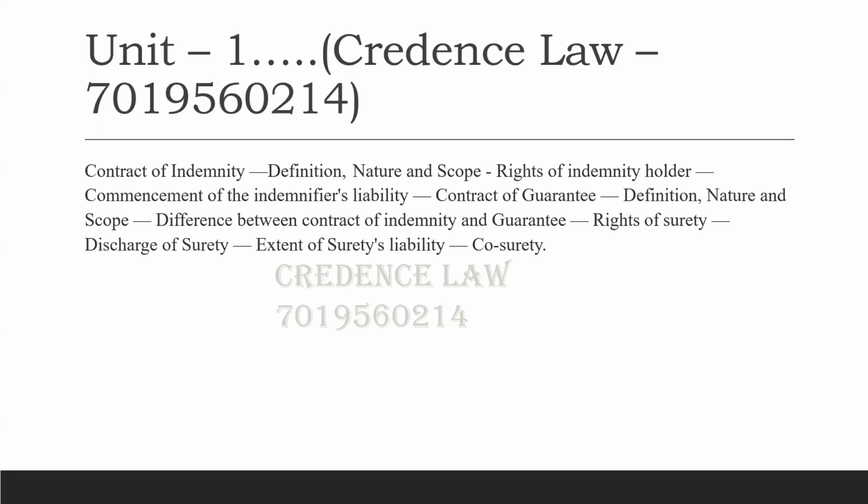And apart from contract of indemnity, from the first unit, we'll also be dealing with contract of guarantee. Contract of guarantee is something which is defined under section 126. It's a contract to perform the promise or discharge the liability of a third person in case of default. So the liability in the contract of guarantee comes into picture when there is a default. The person who gives the guarantee is called surety, and the person in respect of whose default the guarantee is being given is called principal debtor. The person to whom the guarantee is given is called creditor.